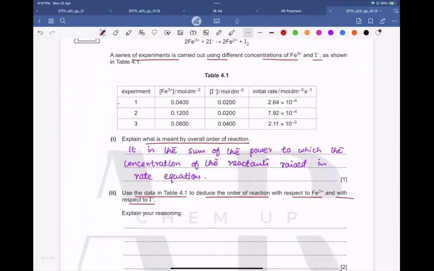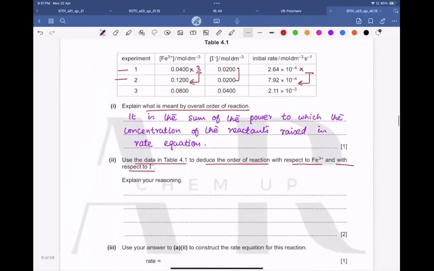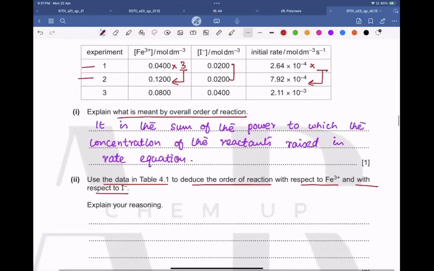So I can use experiment 1 and 2 because these two are constant. And if you see, the concentration of iron is raised by 3 times, isn't it? So if I know the factor by which the rate is changed, I will be able to identify the order with respect to iron 3 positive. Okay, Mariam, are your queries cleared yet or not? Okay, so can anyone tell me by which factor the rate gets changed? For that you have to divide 7.92 times 10 to the minus 4, the greater value, by the smaller value, 2.64 times 10 to the minus 4.